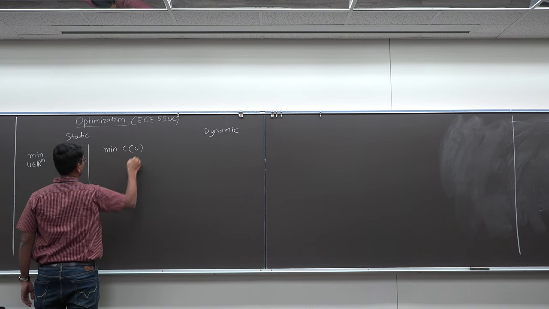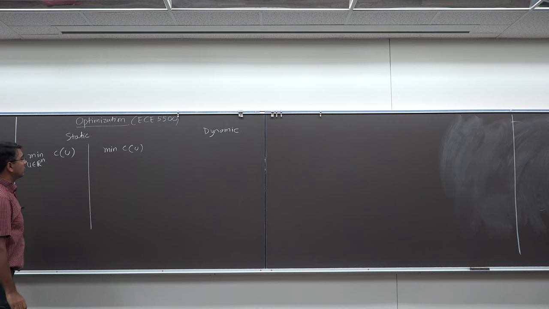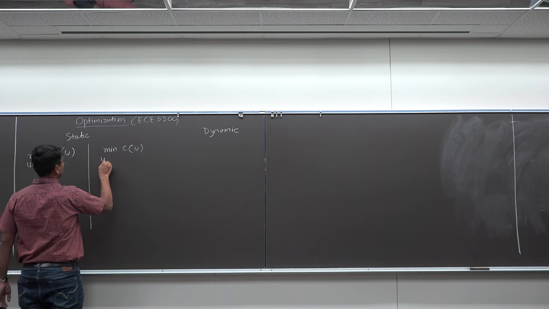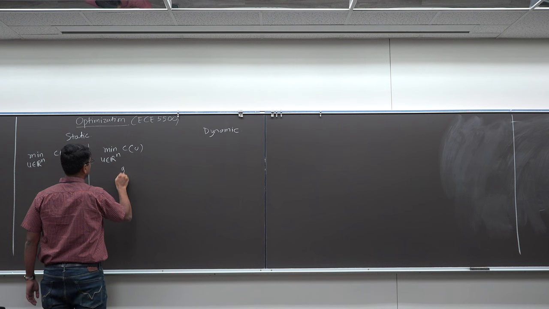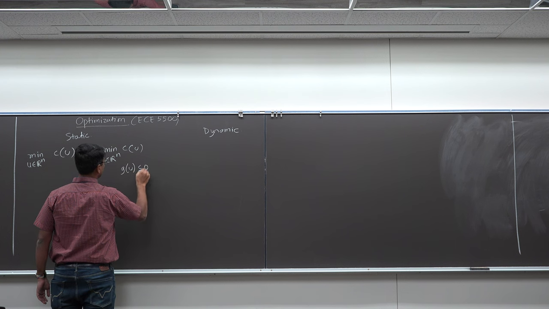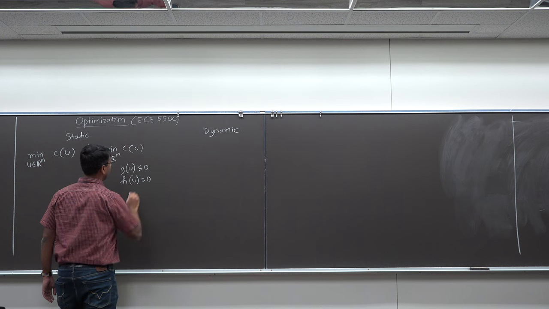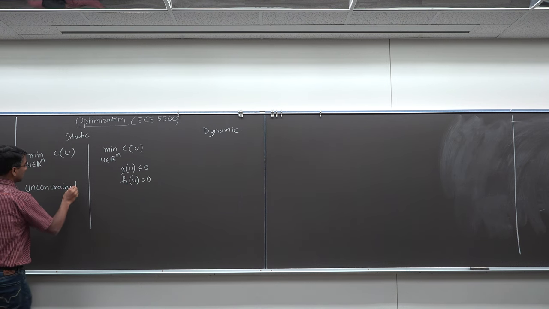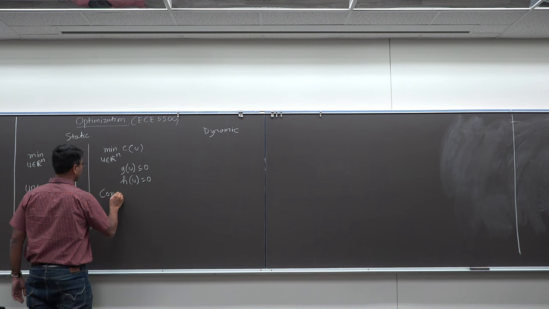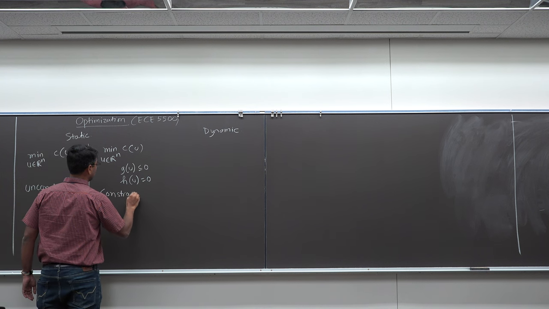Another kind of static optimization is I want to minimize C of U, where U is in Rn, subject to G of U less than or equal to 0 and H of U equal to 0. The first is known as an unconstrained problem. This is known as a constrained optimization problem.